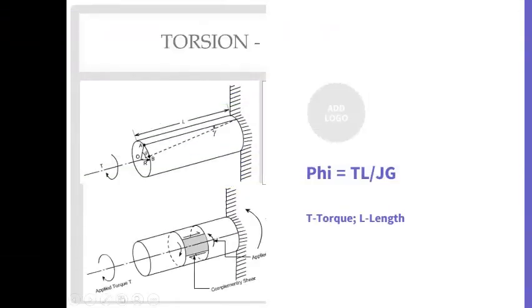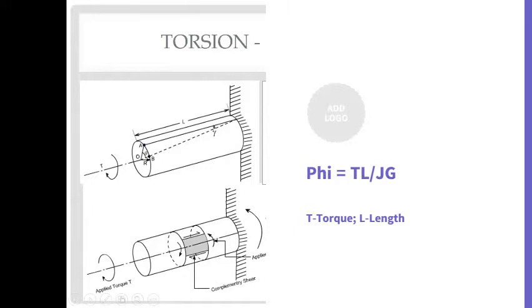Phi, which is the angle of twist or that angular deflection, is equal to TL over GJ. I always try to remember it as TL over JG. So phi is equal to TL over JG, where T is the torque, L is the length of shaft, right? So that's this length here. What is G? It's the modulus. A modulus of what? Rigidity? Yes. So G is the modulus of rigidity, or you can call it the shear modulus.